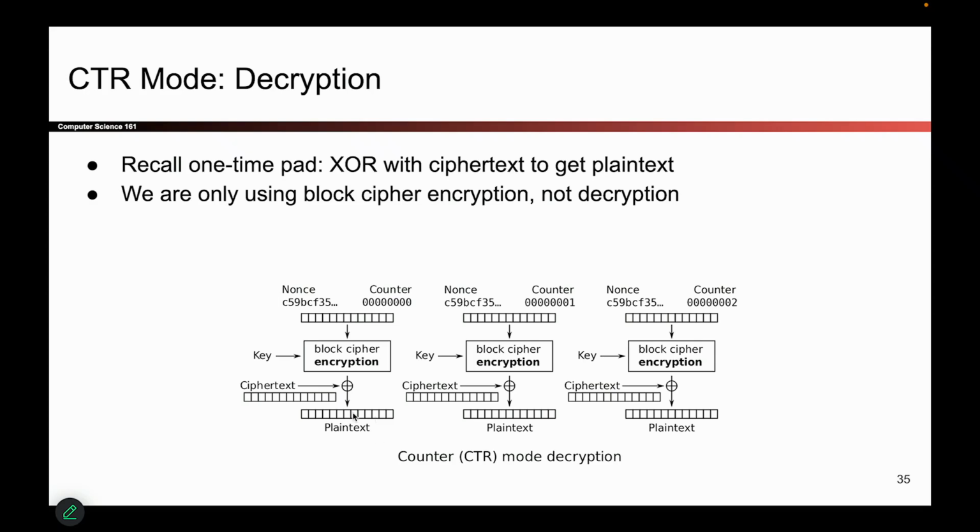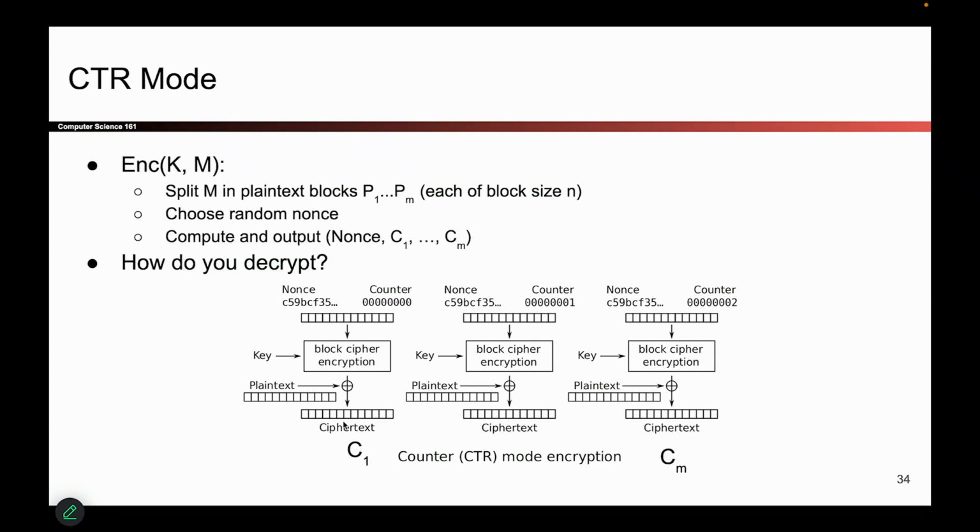If I look at the picture, I can also think about the fact that this is one-time pad. So here's the encryption picture. The encryption picture says, to encrypt, you take the plaintext, you XOR it with the one-time pad key, the pad, which is this block cipher output, and you get the ciphertext. So how does one-time pad do decryption? Well, to decrypt in one-time pad, you take the ciphertext, you XOR it with the pad, and you get the original plaintext back. That's how one-time pads work.